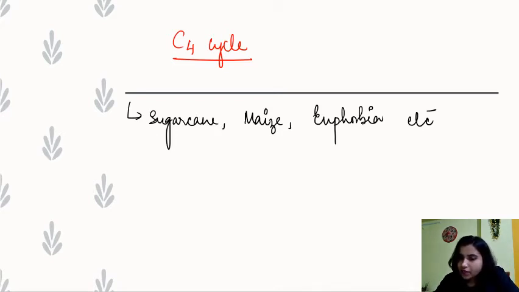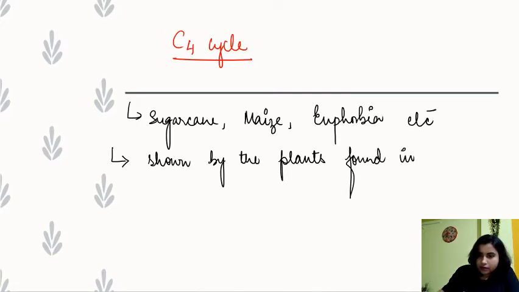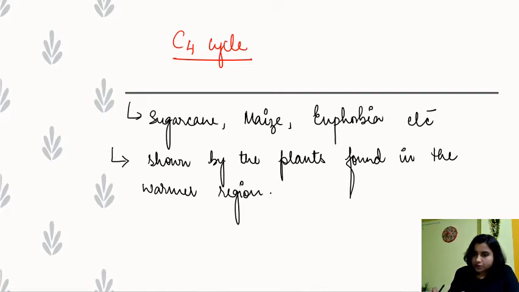Those plants which are found in the warmer parts, to protect themselves from photorespiration, undergo certain modifications. This process, where modification is done to prevent photorespiration, is what we study in the C4 cycle. It is shown by the plants which are found in the warmer region.